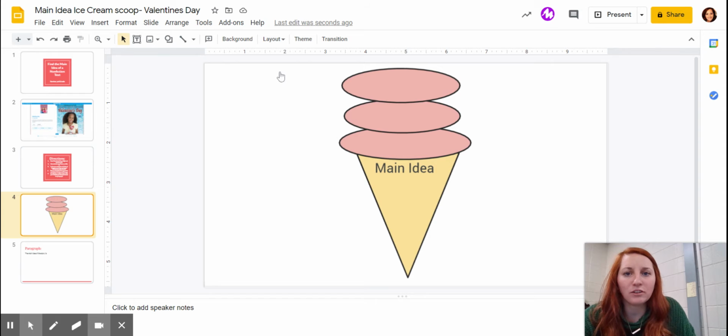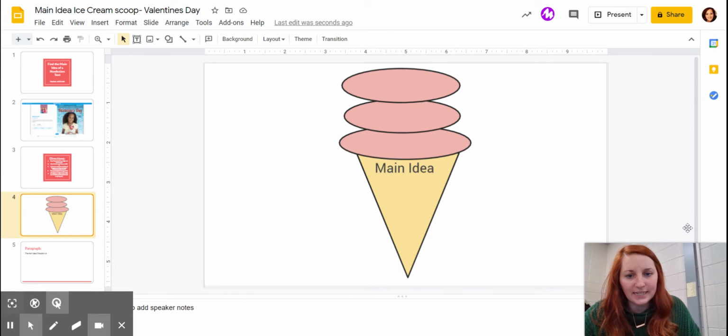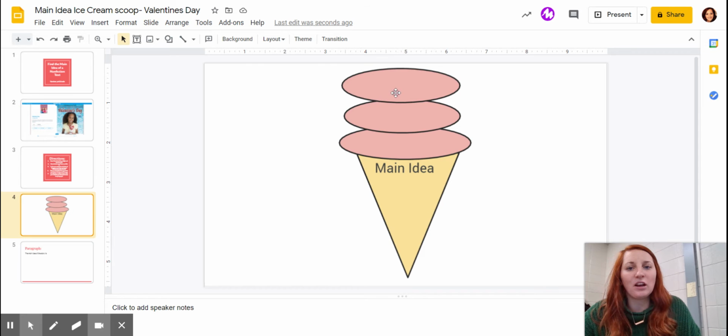You'll see the main idea ice cream scoop. That looks familiar. That's because we did it right before Christmas. We worked on finding the main idea of a nonfiction text. Remember, main idea is what it's mostly about. We put our main idea in our cone, and then we put our 3 details in our ice cream scoops.